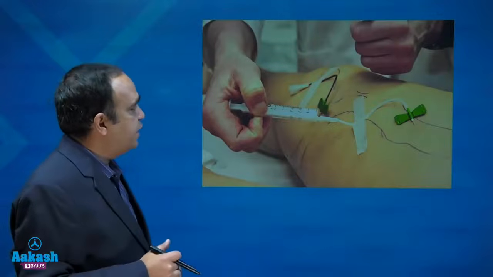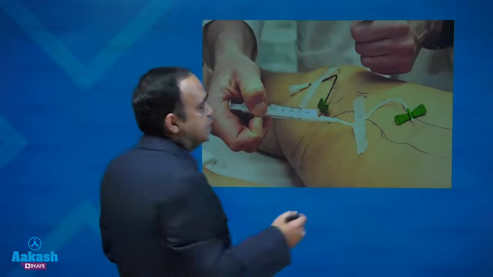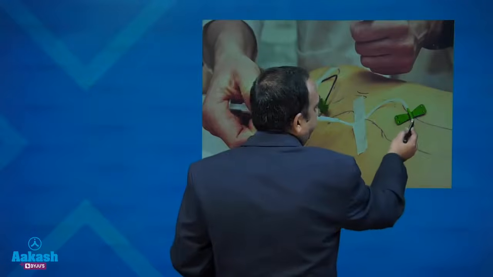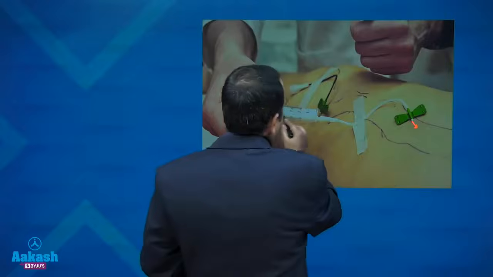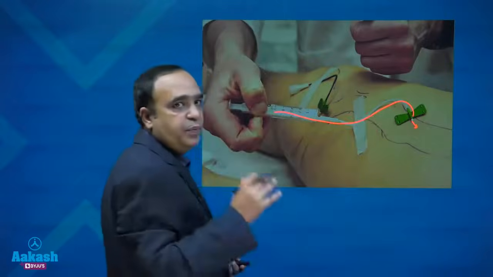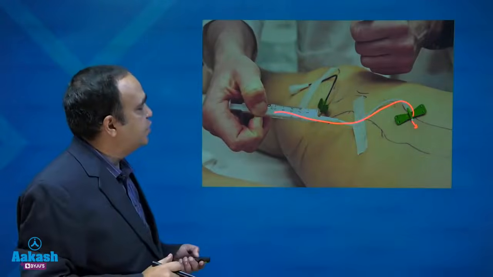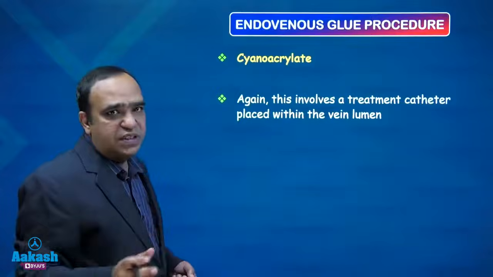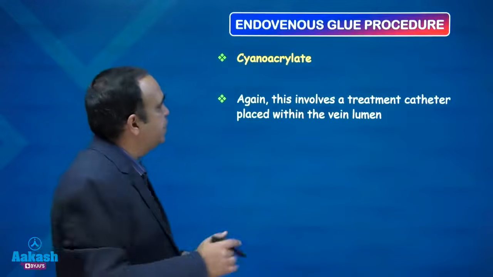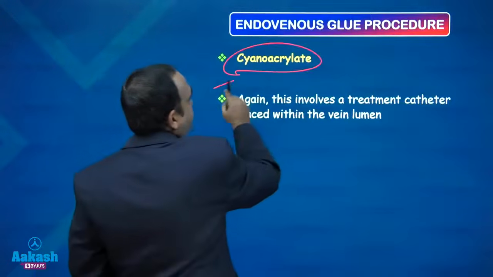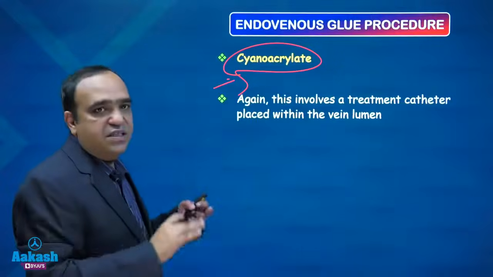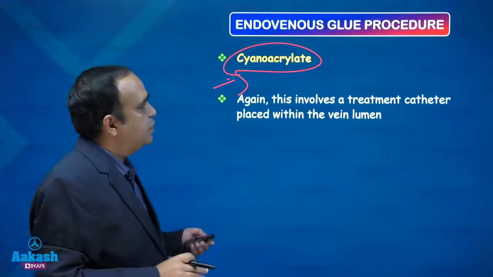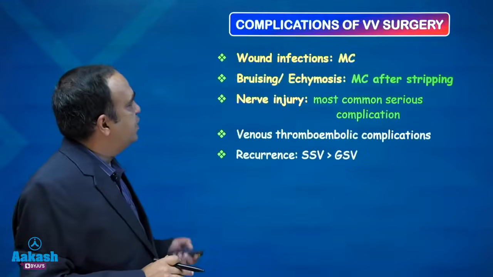So this is the final injection, as you can see, right? So that's a scalp vein needle inserted into the reticular vein, and you are injecting the prepared foam by the Tessari technique into it. Then endovenous glue procedure, not used, just remember the name, cyanoacrylate. This has been tried, injected into the veins to close them, but still overall the best treatment is laser ablation.